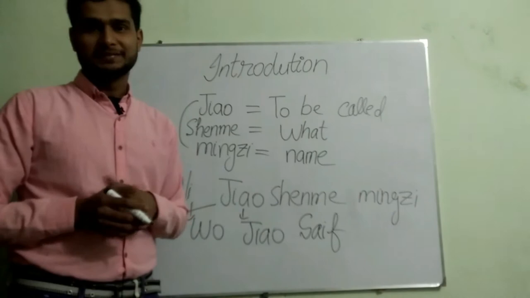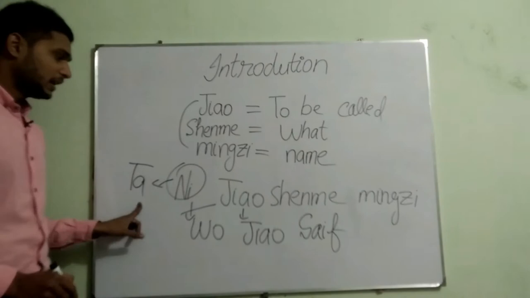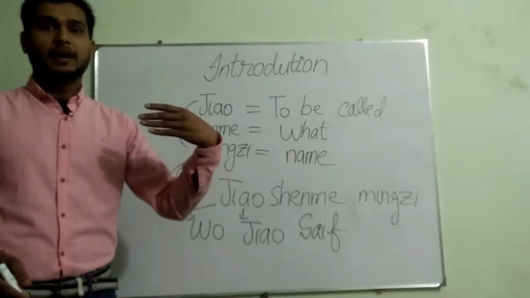You can also ask, what is her name? You just have to replace this ni with ta. It becomes ta jiao shenme mingzi. The answer will be ta jiao Ali. Ta jiao Mary.